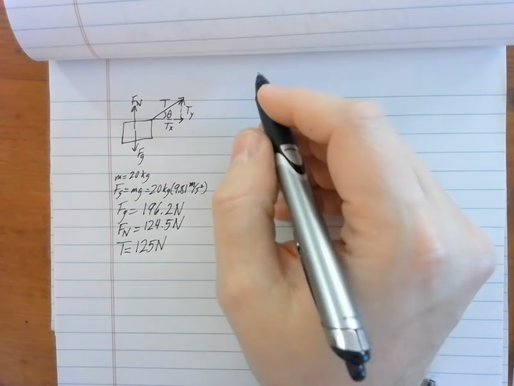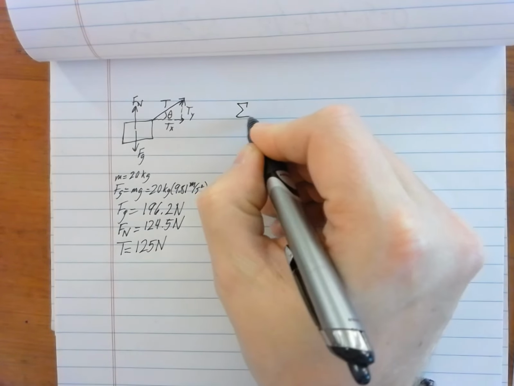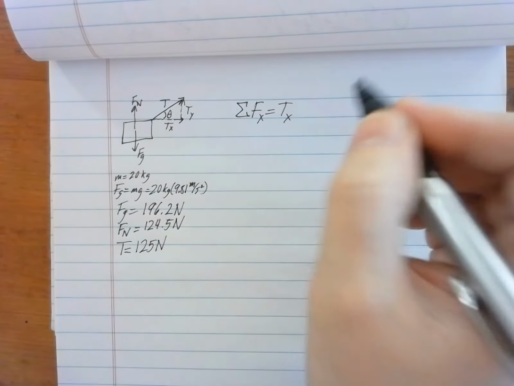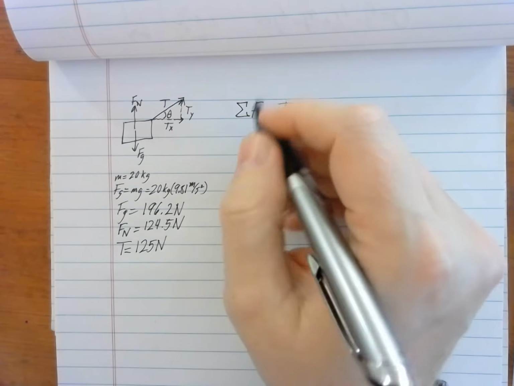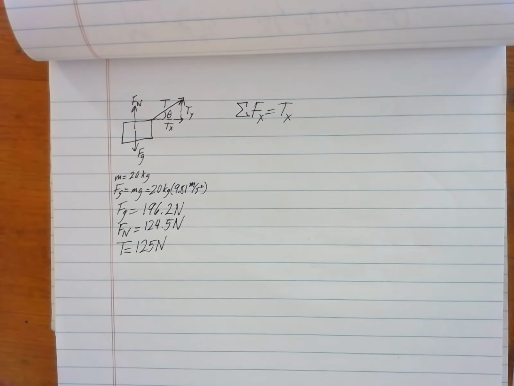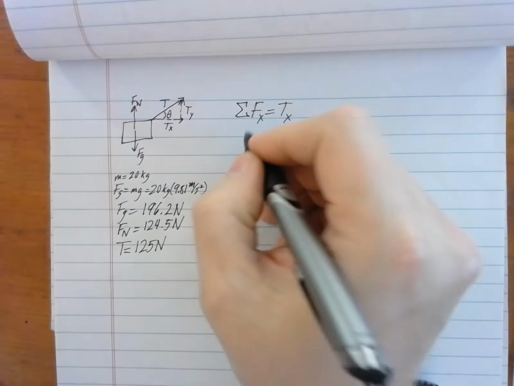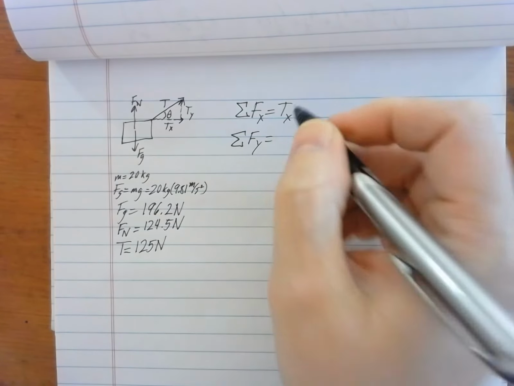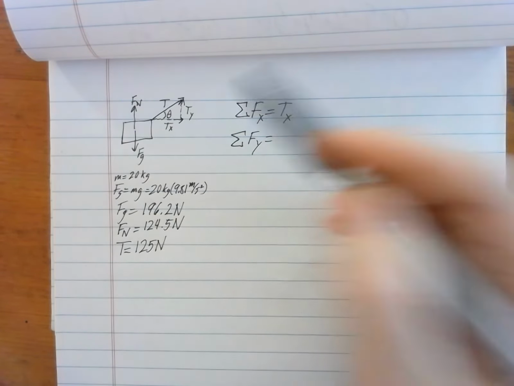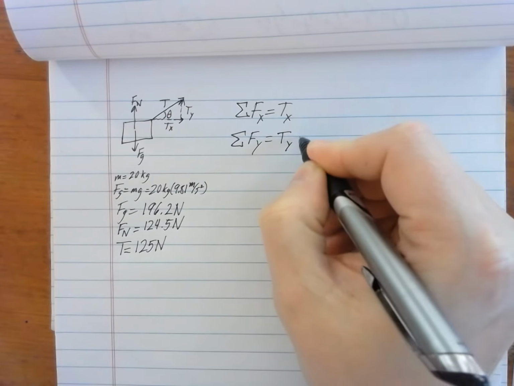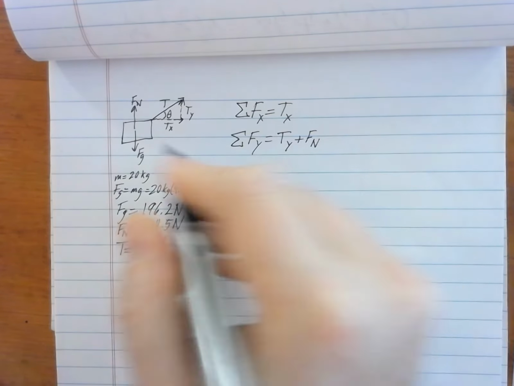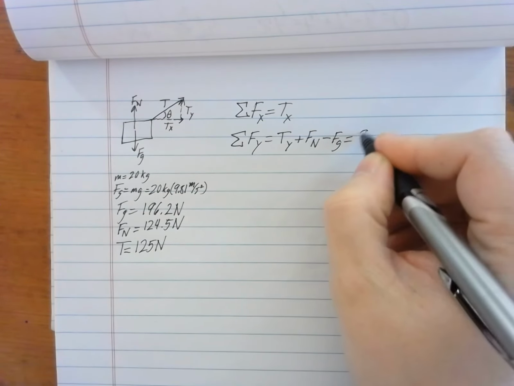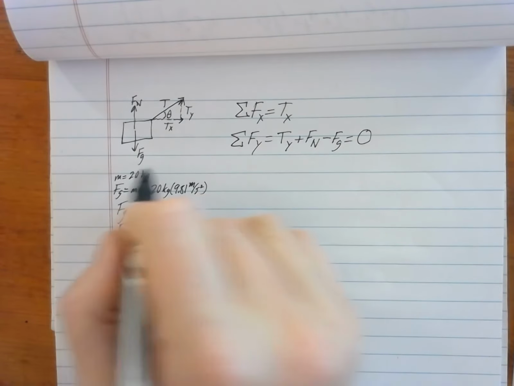All right, so we're going to set up our net force equations. We'll do x first. In the x, we just have Tx. The next is we're going to set up in the y, and y is more useful here. So in the positive, we have Fn and Ty. And we have Fg acting in the negative direction. We know that equals 0 because we're sitting on the ground.